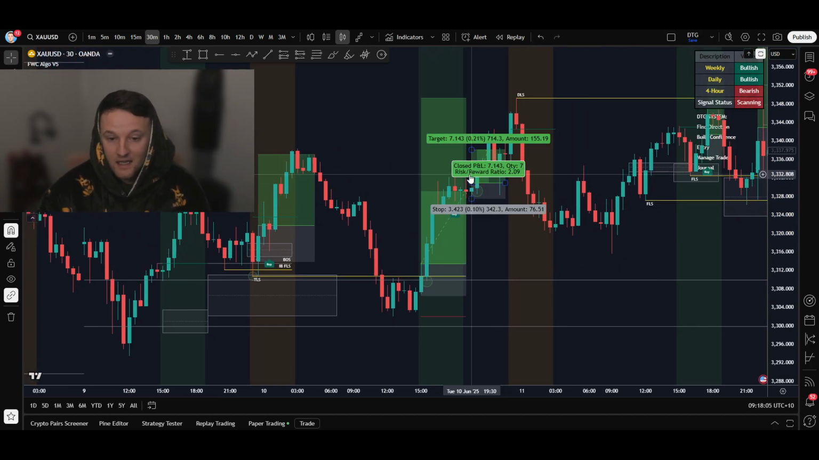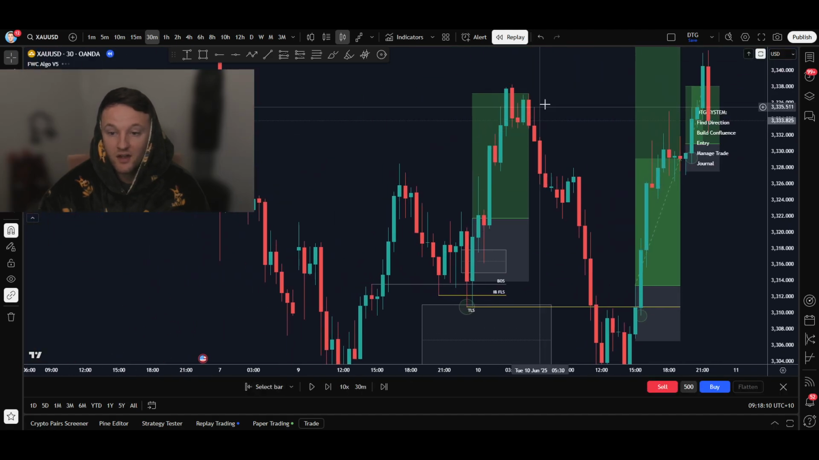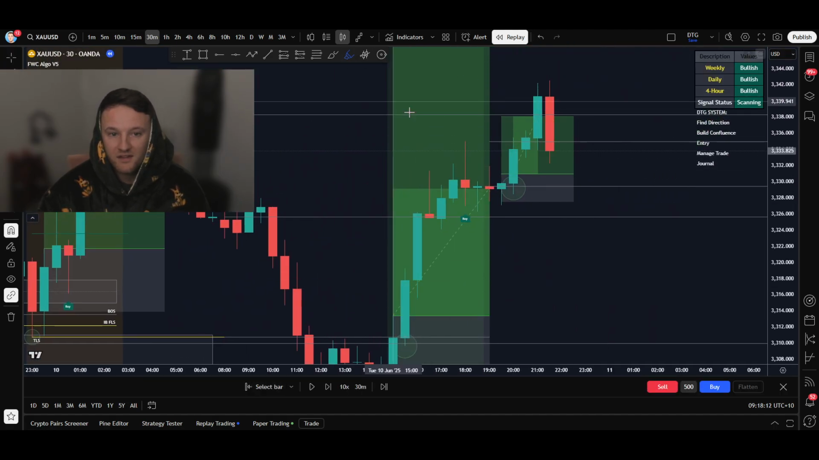And if you didn't get that entry, you would have got another entry over here. This is also a 30-minute break and tap of this AOI level. These levels right here are called AOI levels, areas of interest. So this is another AOI level. Here's your 30-minute break. Here's your tap. And there's your entry right there.